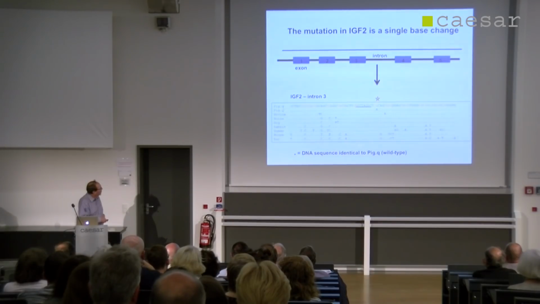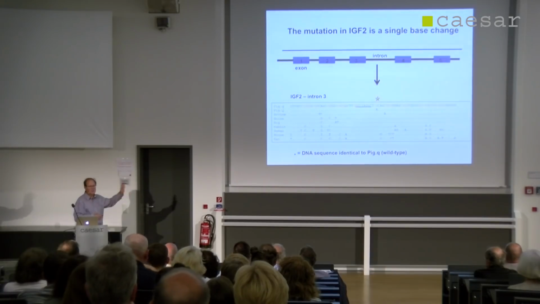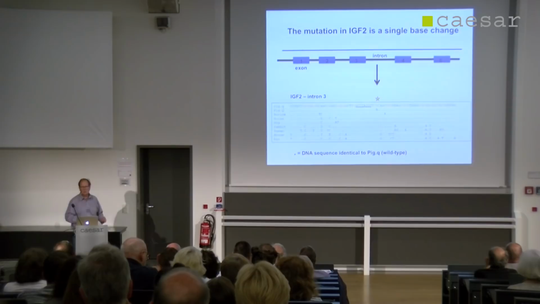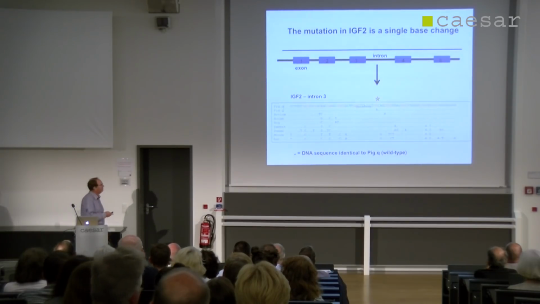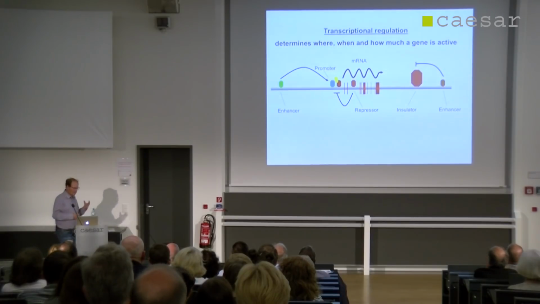But look at this block here. It's completely conserved among all the placental mammals. We have at least 20 different species of mammals, and they're all identical over this sequence. What that tells us is this must be an important sequence. So why should a mutation in an intron have this effect?